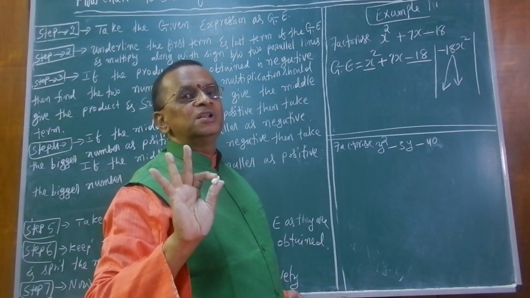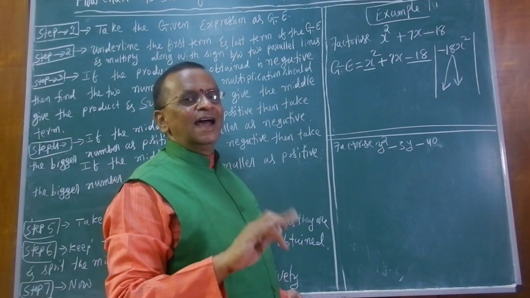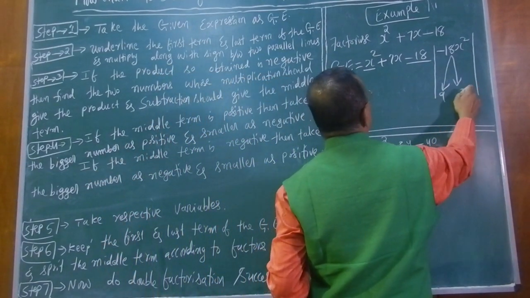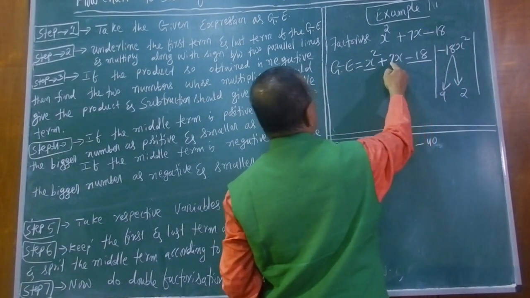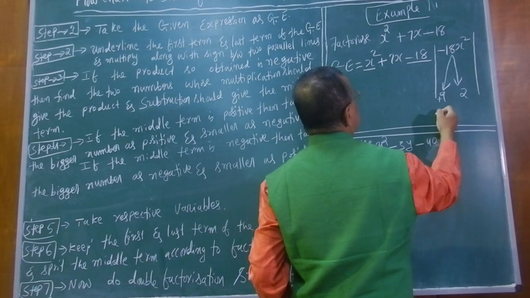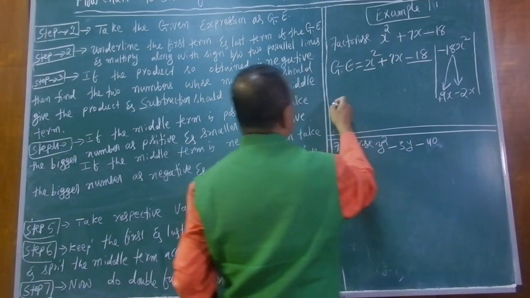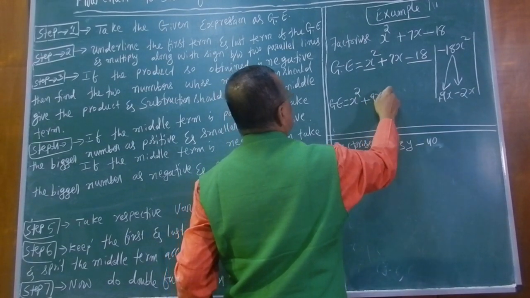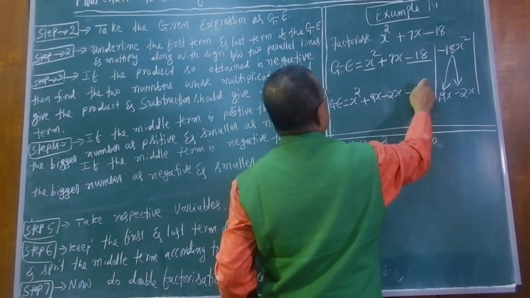Those who know the mathematical tables well can easily say 9 2s are 18, and 9 subtract 2 we get 7. Therefore we write 9 and 2 as the two numbers whose multiplication should give 18 and subtraction should give the middle term 7. Since the middle term is positive, I take the bigger number as positive and the smaller number as negative. I take the respective variables, keep the first term as it is, and split the middle term according to the factors obtained: plus 9x minus 2x minus 18.